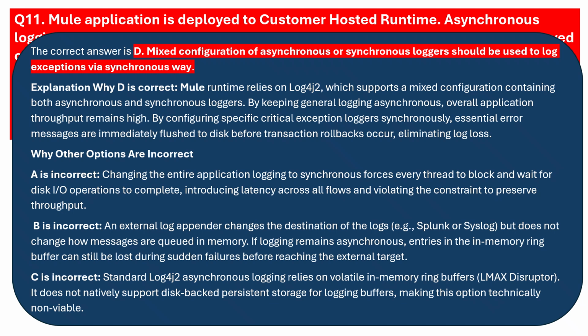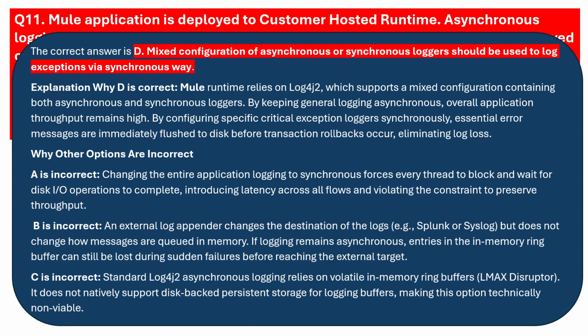B is incorrect. An external log appender changes the destination of the logs, e.g., Splunk or syslog, but does not change how messages are queued in memory. If logging remains asynchronous, entries in the in-memory ring buffer can still be lost during sudden failures before reaching the external target. C is incorrect.